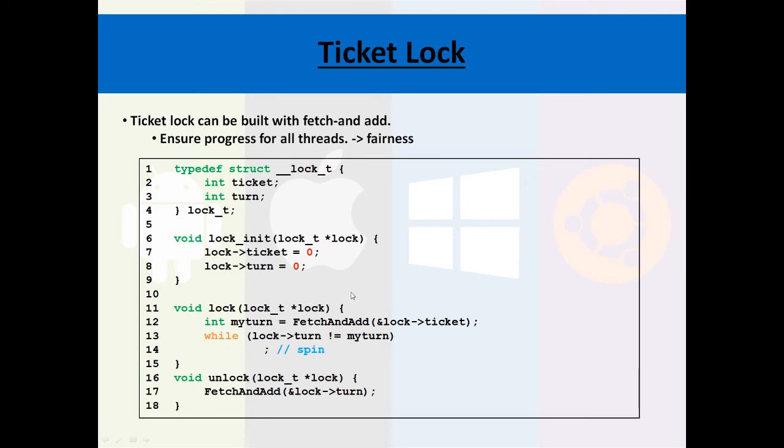But say hypothetically another thread wanted to acquire the lock at this time before, say, thread 2 finished the critical section. Well, what we have here is that we have ticket equaling 2, we have turn equaling 1. I will come into here, fetch and add ticket. This will return 2, and then update tickets to be 3. Lock turn not equal to my turn. So this is saying 1 is not equal to 2, which is true, so it will spin. And that's because the lock is currently held. So that's how ticket locks work.